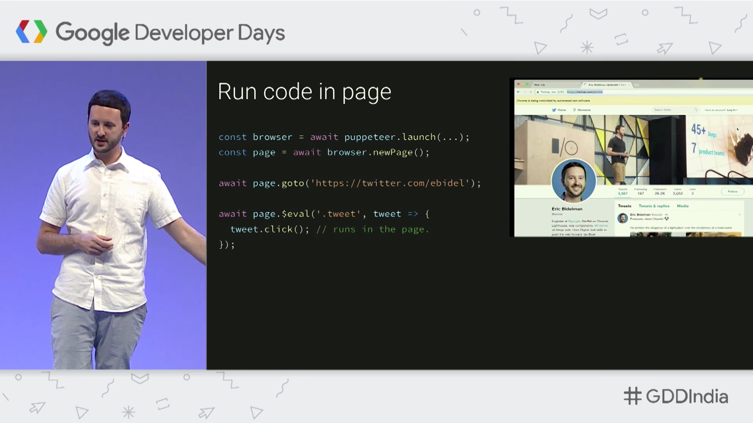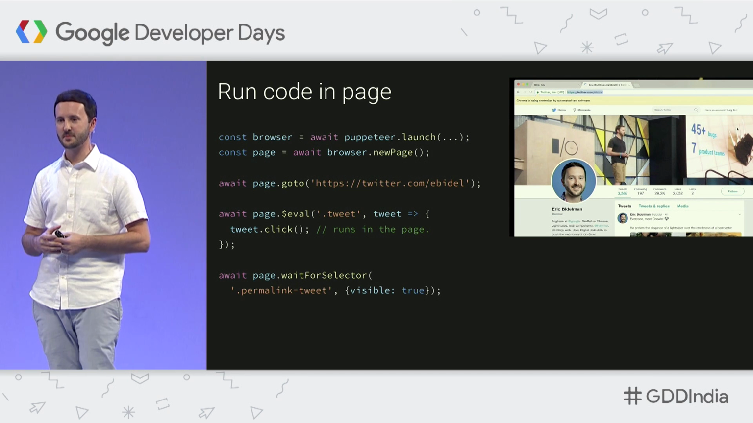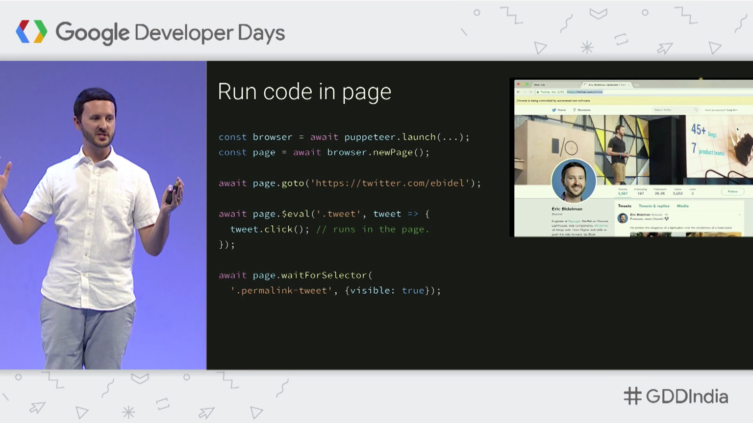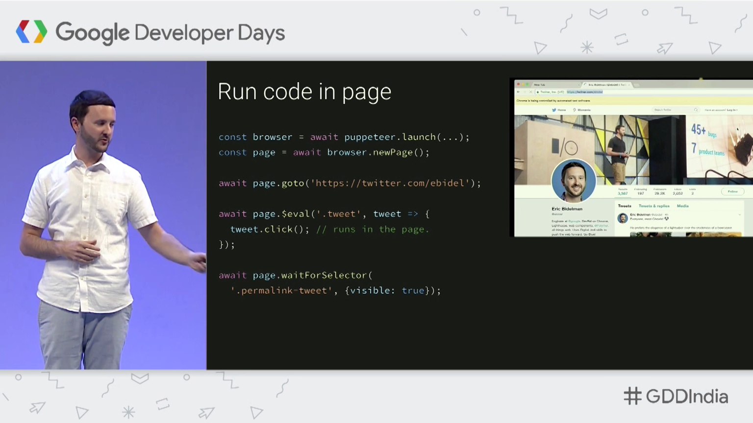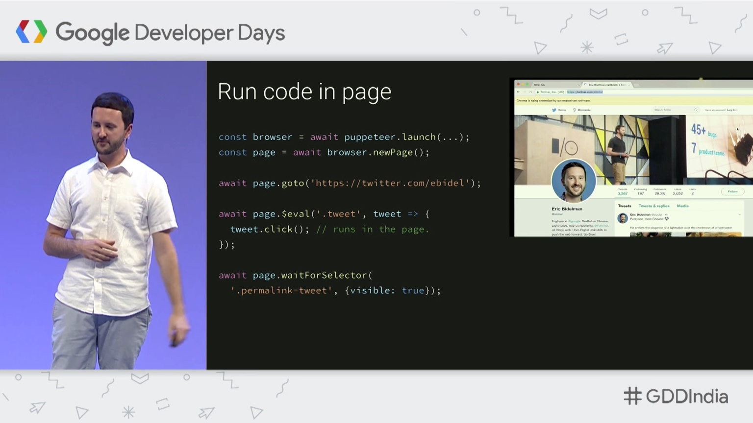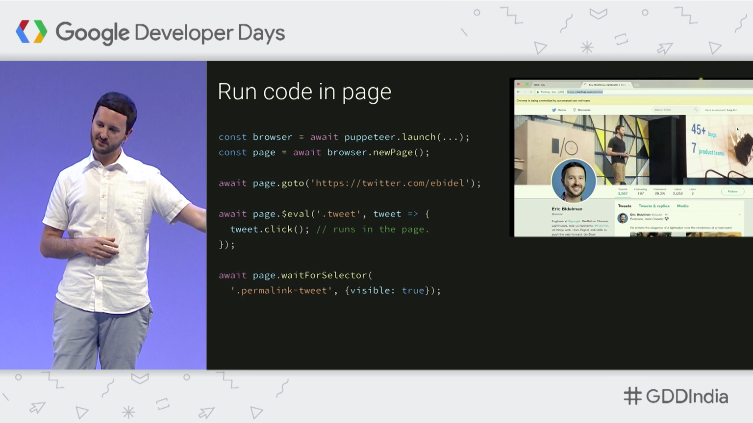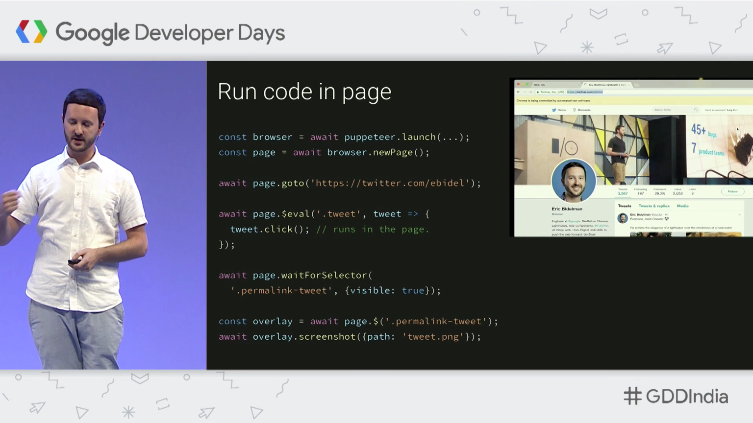The next function call is waiting for that selector to be available. So Puppeteer has a method that says, hey, make sure this element's visible before I move on. And so when this promise resolves, we're guaranteed to have this Twitter overlay pop up. And then finally, we'll take a screenshot of that DOM element. So we'll just grab that handle to that element and then take a screenshot.